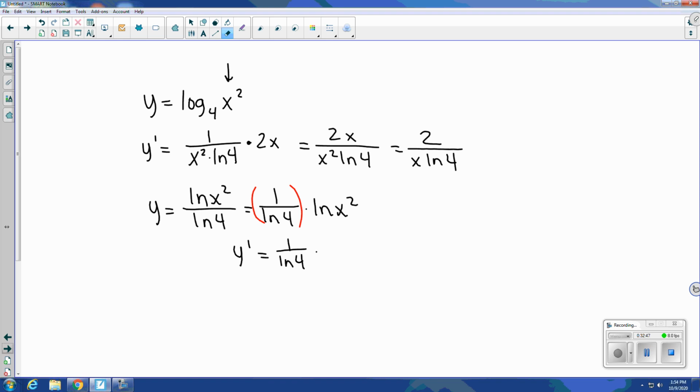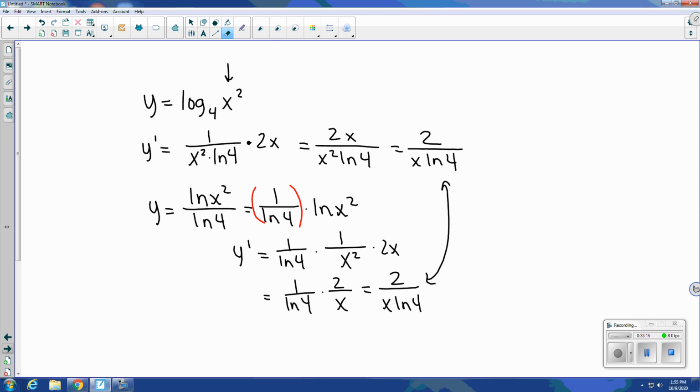x squared is within our natural log. So we again have a chain rule that needs to be applied. So we're going to do 1 over, keep the composition, times the derivative of what's inside. So we have 1 over the natural log of 4 times 2x over x squared, which simplifies to 2 over x. We're going to get 2 over x ln 4. You can see that we get the same result. So again, it's really a matter of preference.